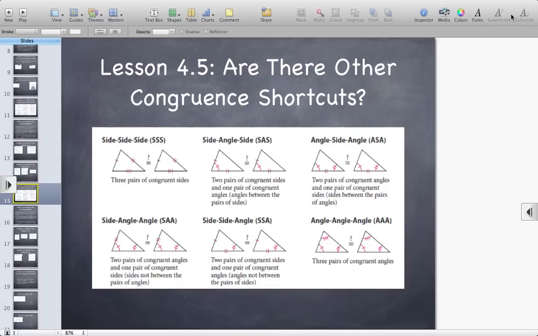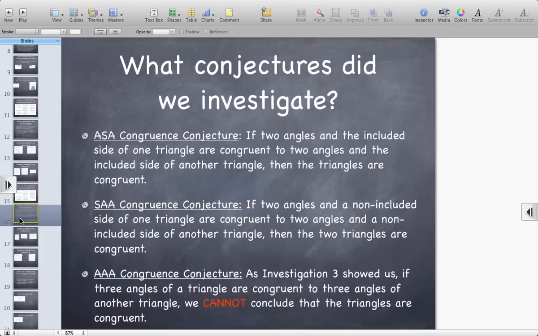Other shortcuts. So we want to know, are there other congruent shortcuts we can use when comparing two triangles? Again, here's the slide we looked at for lesson 4.4 to talk about the 6 different avenues. And today in 4.5, we are going to discuss side, angle, side, side, angle, angle, and angle, angle, angle, I believe. Let's double check. So the next slide shows us it's angle, side, angle, not side, angle, angle. Angle, side, angle, congruence conjecture.